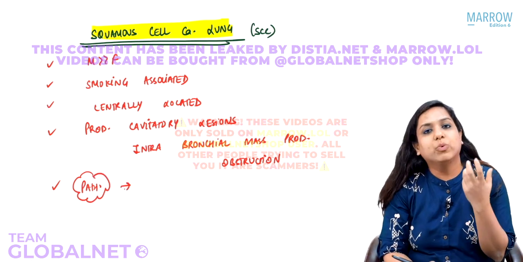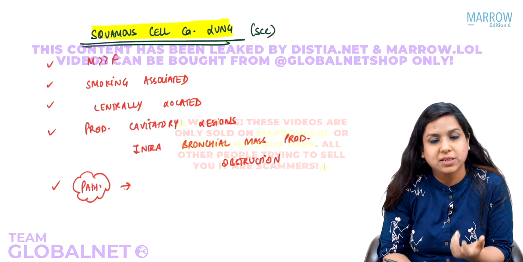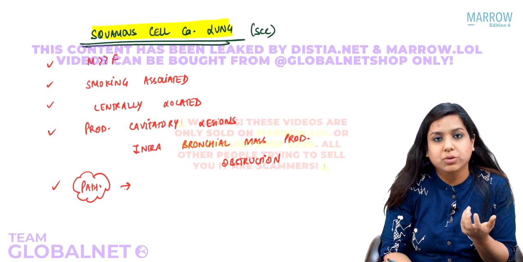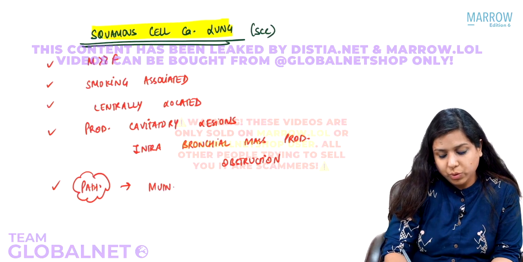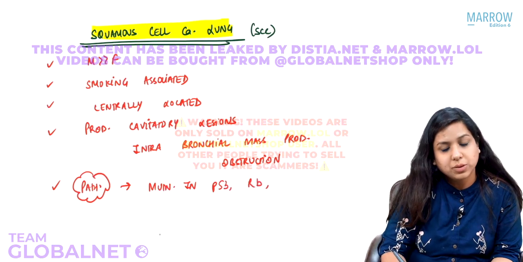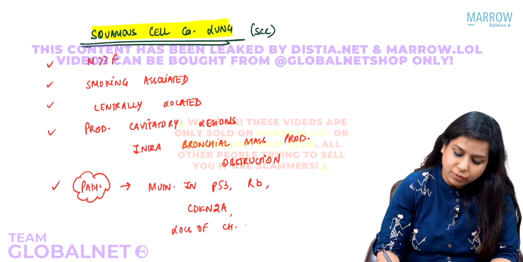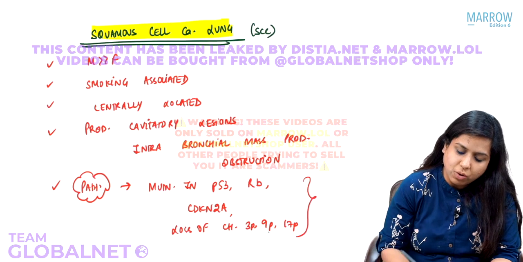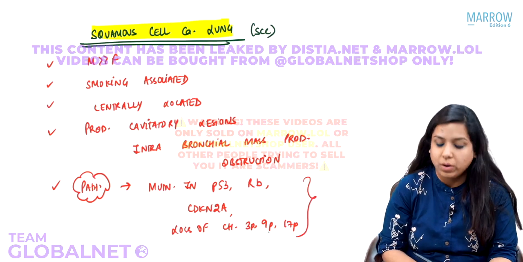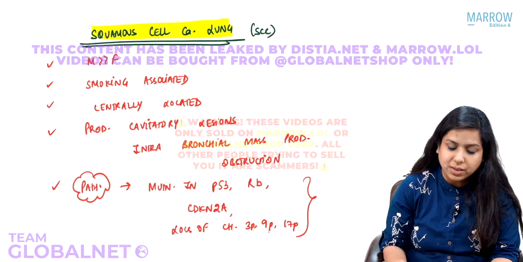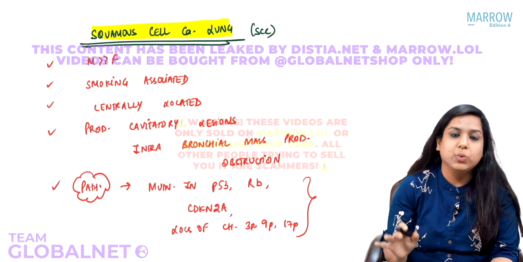What is the genetic mutation involved in squamous cell cancer? Very commonly asked. So it can be due to mutation in P53, RB tumor suppressor genes. Then there can be CDKN2A gene mutation, or loss of chromosome 3p, 9p or 17p, correct? So this is the genetics behind squamous cell cancer.